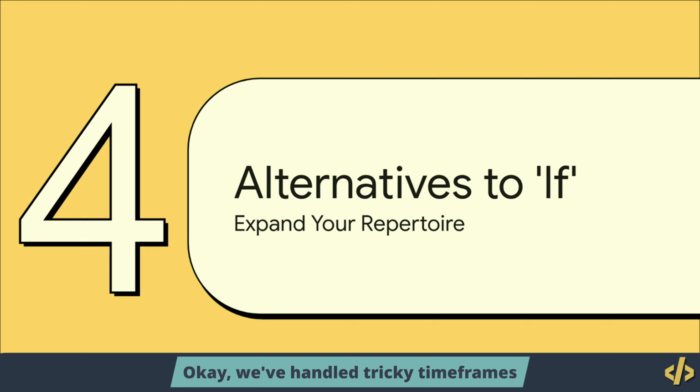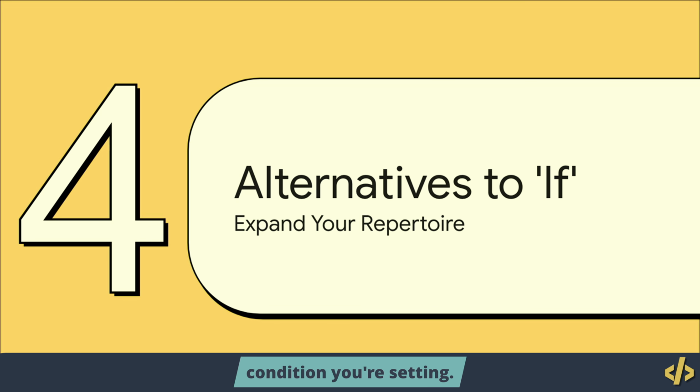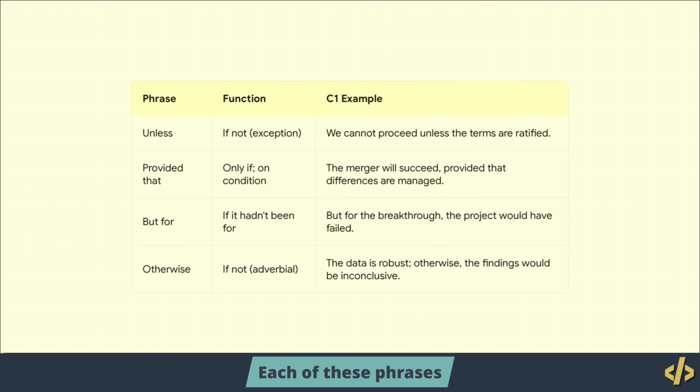Okay, we've handled tricky time frames and we've added some serious style. The next step is to expand our vocabulary beyond just using the word if. Look, C1 communication demands precision. Using alternatives like these helps you specify the exact nature of the condition you're setting. It's about being specific. Each of these phrases adds its own unique flavor. Unless is fantastic for pointing out the one single exception, provided that sets a really strict, non-negotiable condition. But for is a very sophisticated and short way of saying if it hadn't been for, and otherwise clearly states the negative consequence if the condition isn't met.